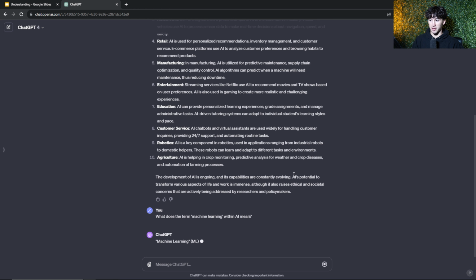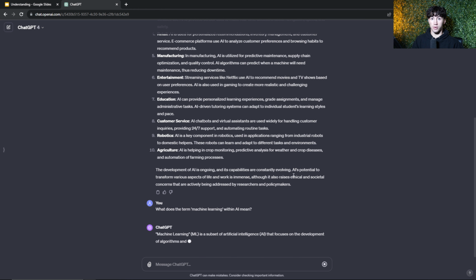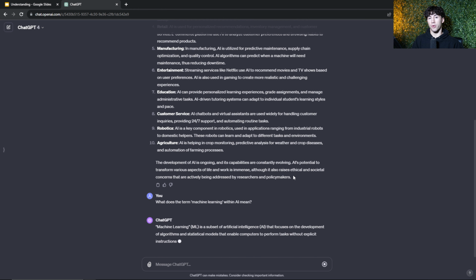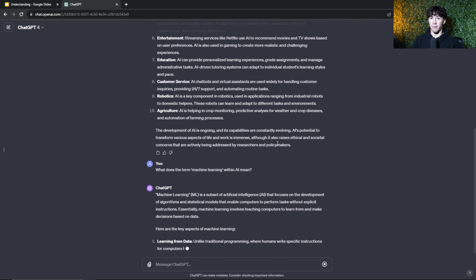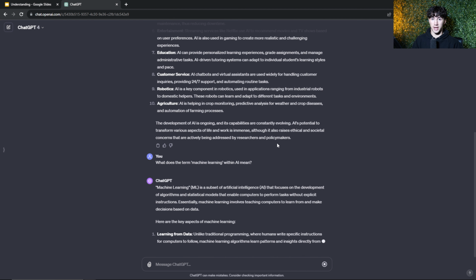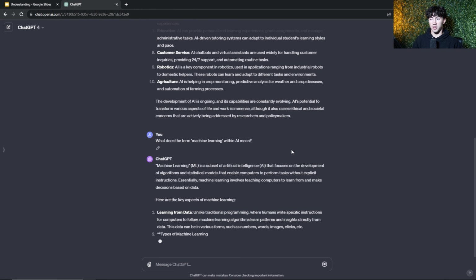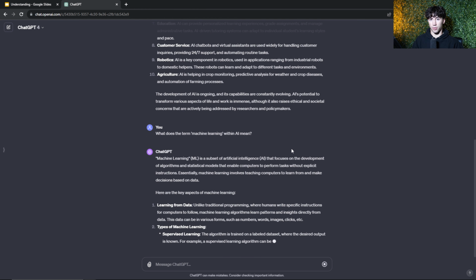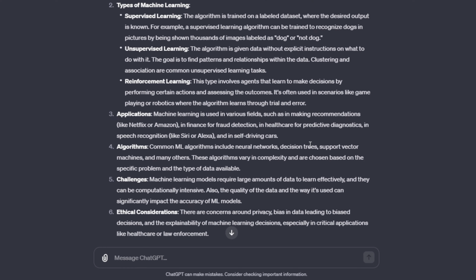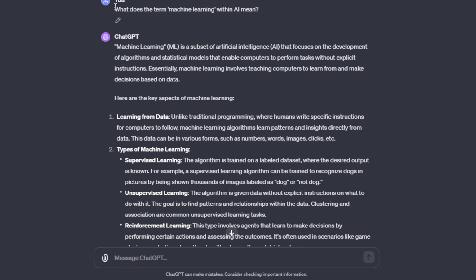So I can send off that message and ChatGPT will start generating more information. That way we can ask even more follow-up prompts even within the same chat thread. It doesn't just stop at one follow-up prompt. You can use follow-up prompts from different categories, the same category, whatever it is in order to further your understanding on a topic or a subject. So it did a wonderful job at describing machine learning after I asked the follow-up question of what does the term machine learning within AI mean?